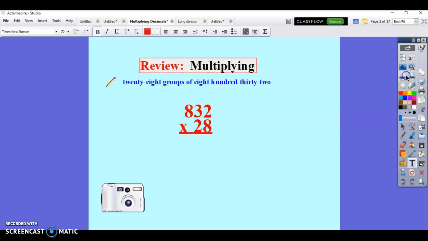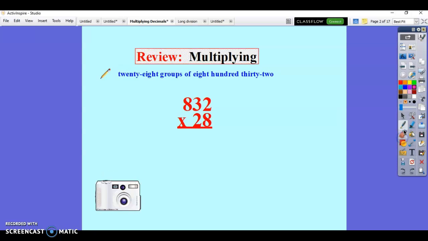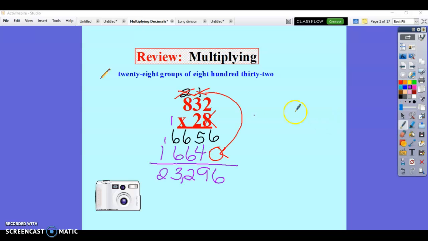So if we are thinking about the steps of 832 times 28, it's just your basic steps, and we're going to work through that right now together. So inside of your journals, go through the steps. If you need to, pause the video here and follow through the steps and then check back in with me. So if you went through this, you should have gotten an answer of 23,296.